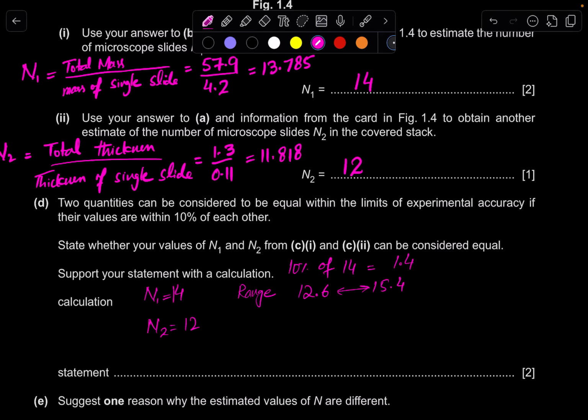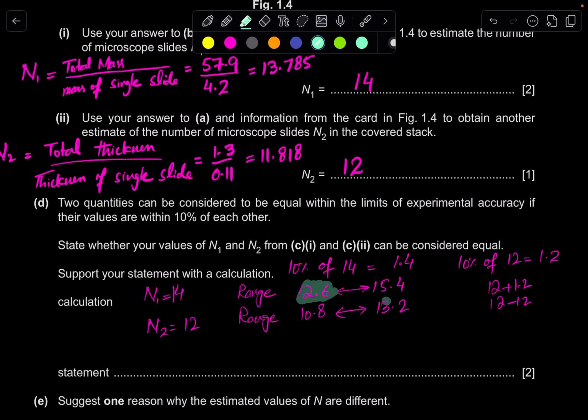And when I talk about n2 is 12, so 10% of 12 is what? It's 1.2. So this value's range is, how I'm calculating the range, it's mean 12 plus 1.2 and 12 minus 1.2. Okay, this is the lower and the upper bound of this value. So this can be 10.8 till 13.2.